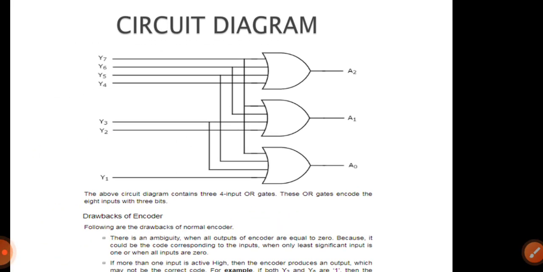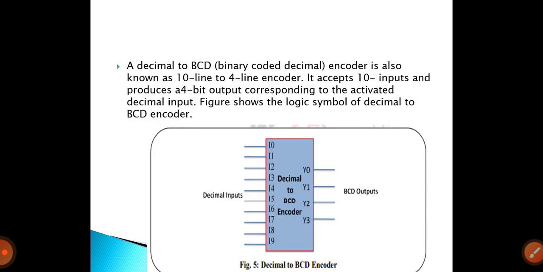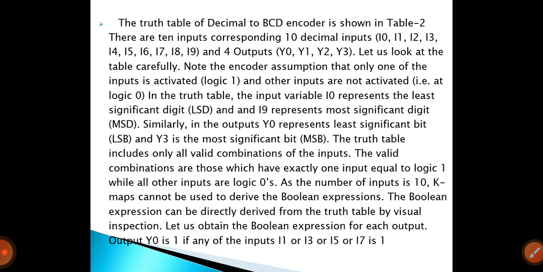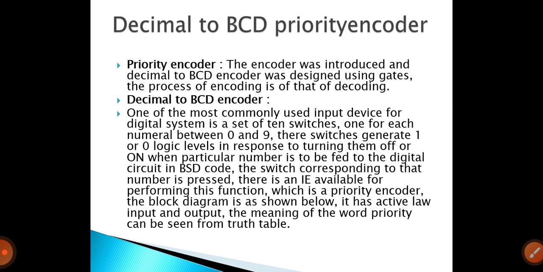These are the important points. And next one is a decimal to BCD priority encoder. I'm going to explain about this one in the next session.